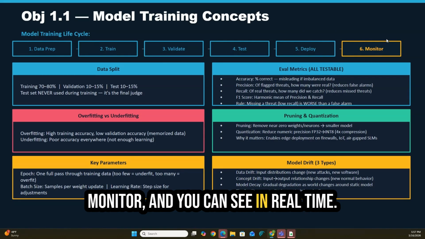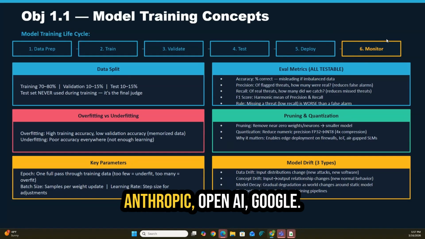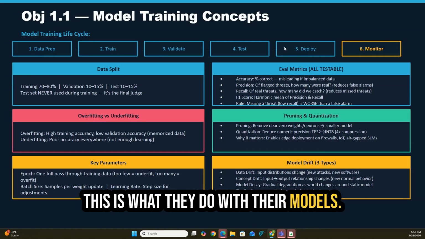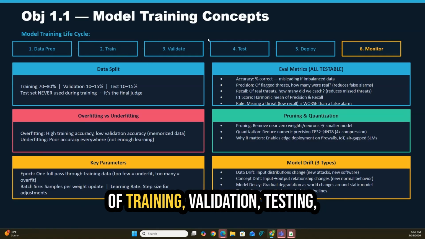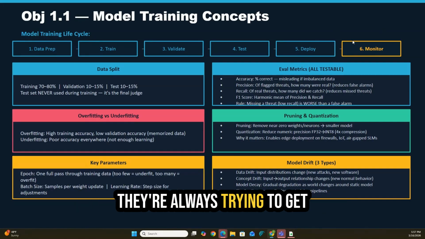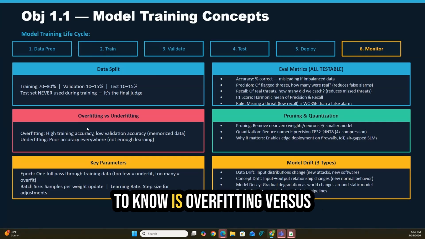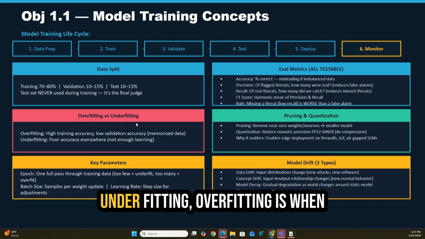And you can see in real time organizations like ChatGPT, Anthropic, OpenAI, Google, this is what they do with their models. They're constantly in the state of training, validation, testing, deploying, and monitoring their models. They're always trying to get them to be better and better. And another thing that you need to know is overfitting versus underfitting.